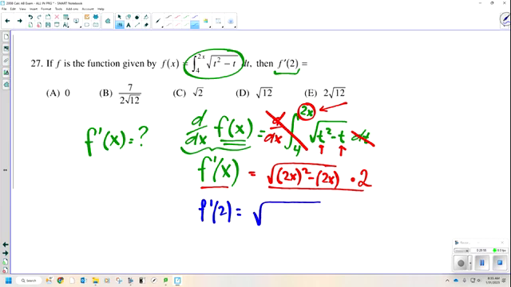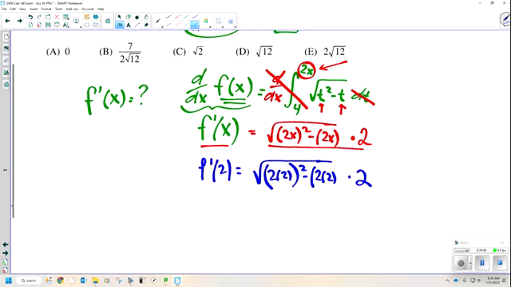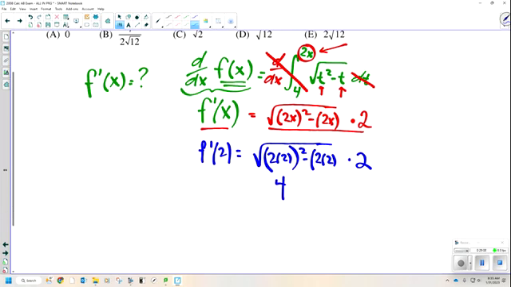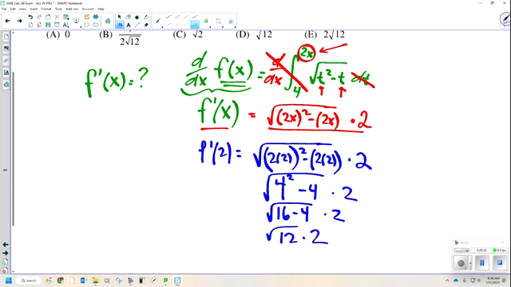The square root of (2 times 2) squared minus 2 times 2, times 2. That's a lot of 2's. That's 4 squared minus 4, times 2, all under a square root. We get 16 minus 4, times 2, still under a square root. It's the square root of 12 times 2. You can't simplify that anymore.